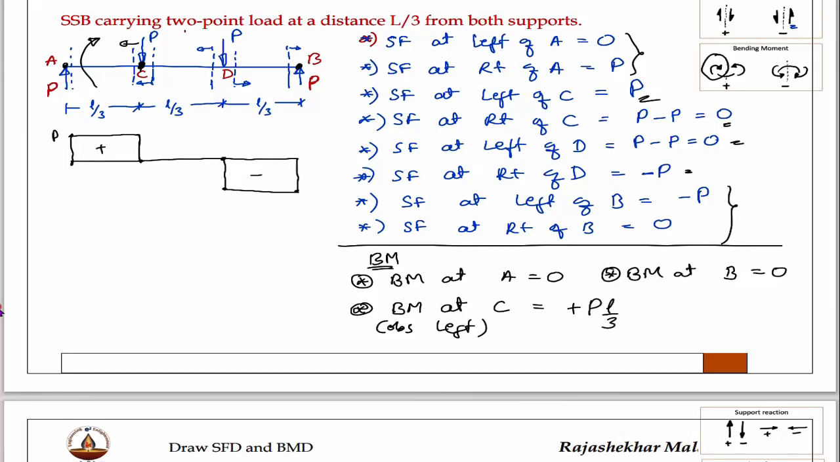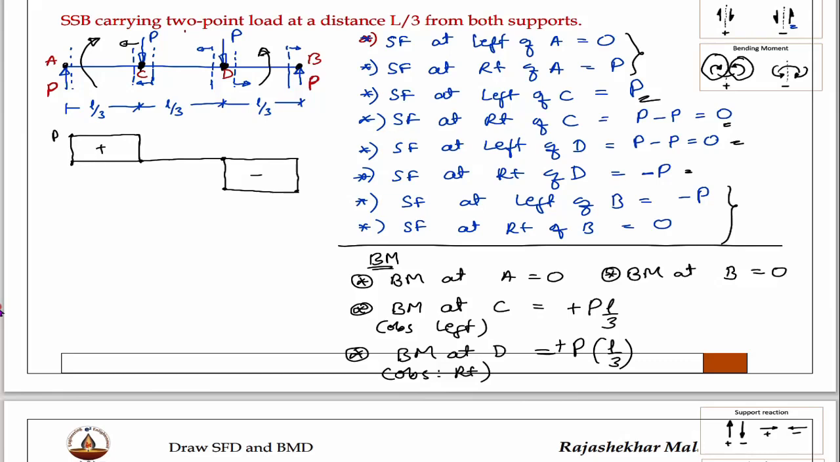Then I will consider bending moment at D. Bending moment at D means this one. This time I will observe the right side. Observing the right side, force P is causing moment when it is multiplied with L by 3. This will be in this direction, that is also resembling this, therefore positive. This is also PL by 3.